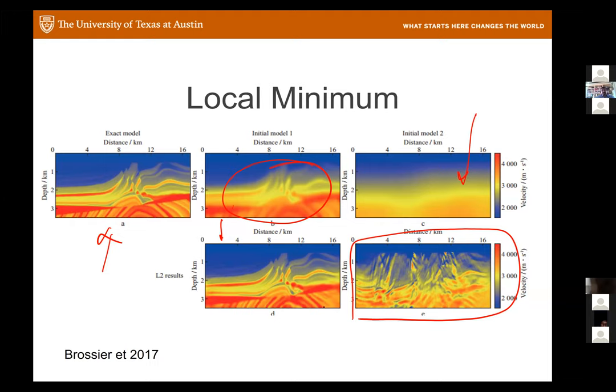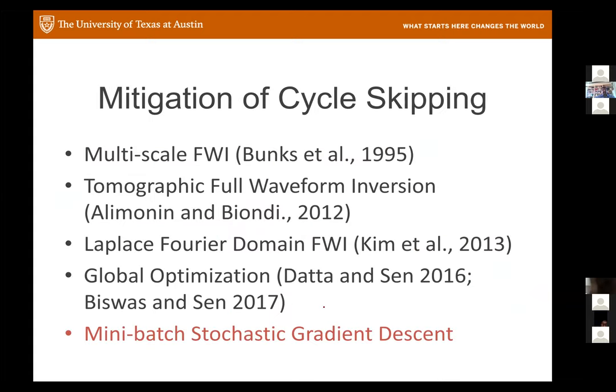which is unknown. So what we do is a lot of trial and error, starting with different velocity models until we get something that looks reasonable. There are ways of addressing this. One would be multi-scale FWI. I won't be able to go into details of all of these methods. There is one that we worked on, which is global optimization. And then there's mini-batch stochastic gradient, which I won't go over today, maybe another time.